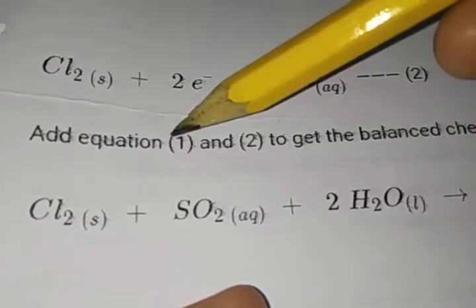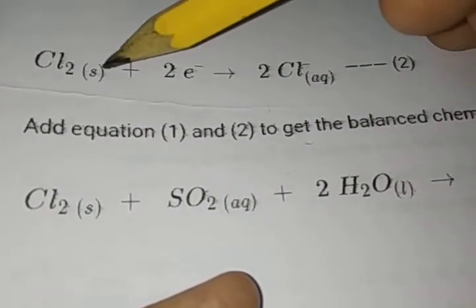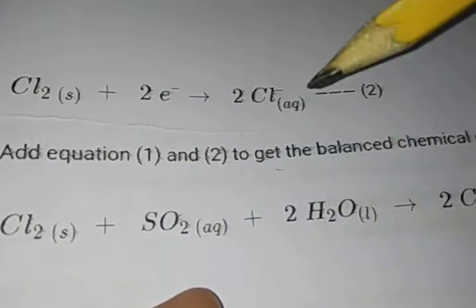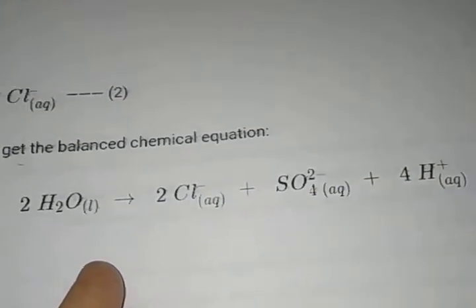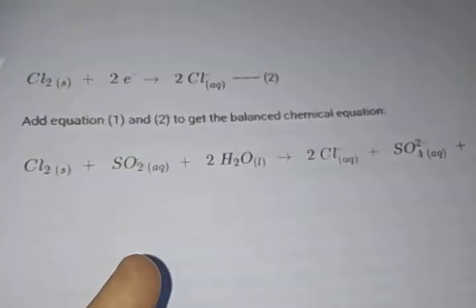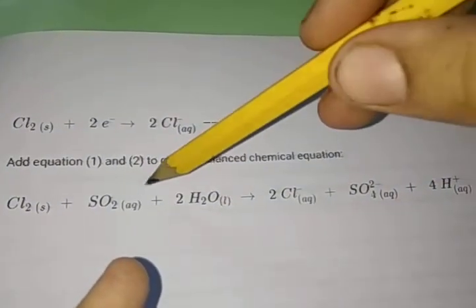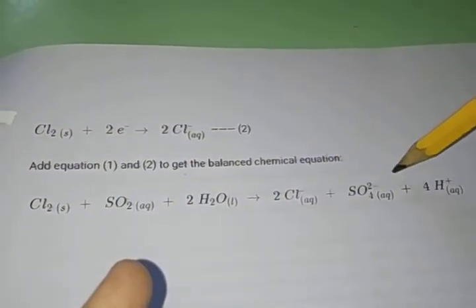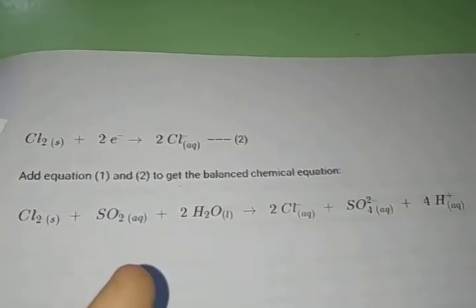So equation number 1 is the oxidation half reaction and equation number 2 is the reduction half reaction. Adding them, we have Cl2, SO2 and 2H2O on the left side, and 2 Cl minus, SO4 2 minus and 4H plus on the right side. The 2 electrons cancel with the 2 electrons. This is the balanced equation: Cl2 plus SO2 aqueous plus 2H2O converts into 2Cl minus plus SO4 2 minus plus 4H plus.